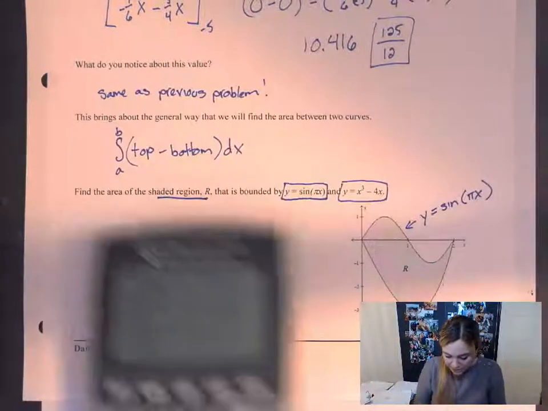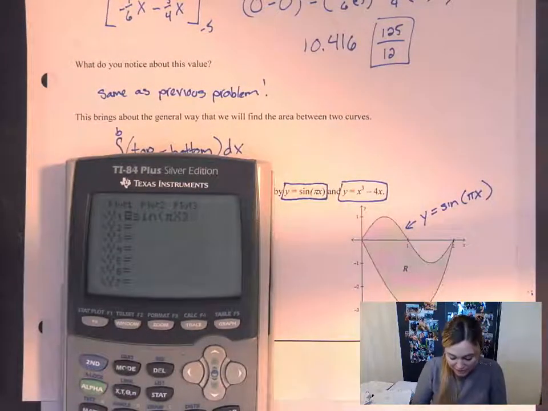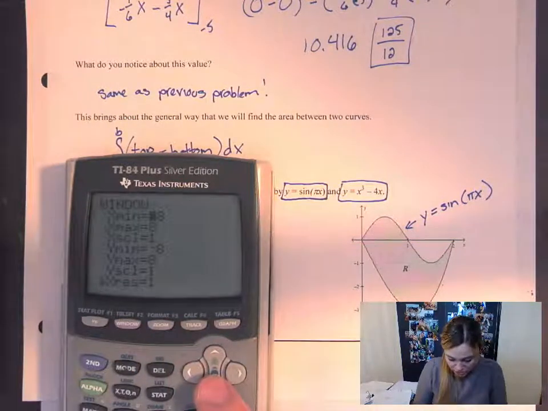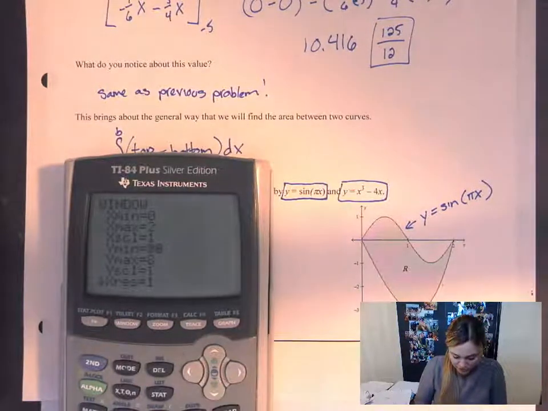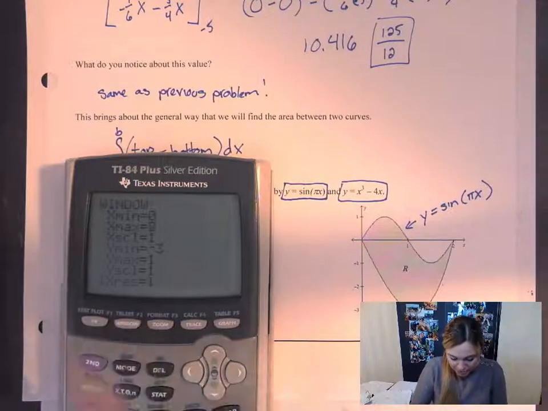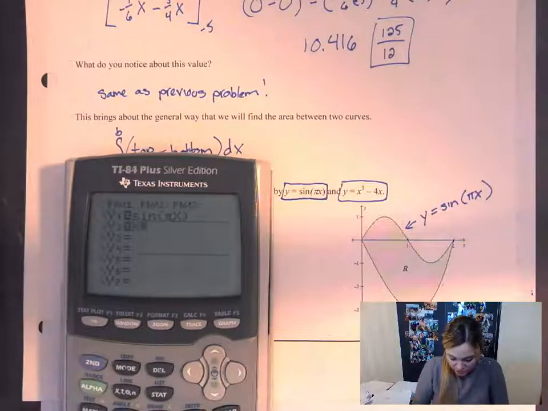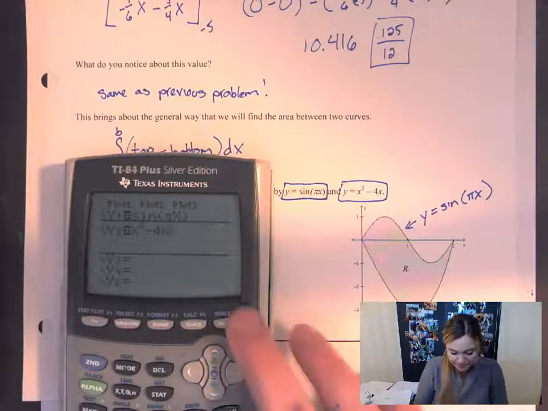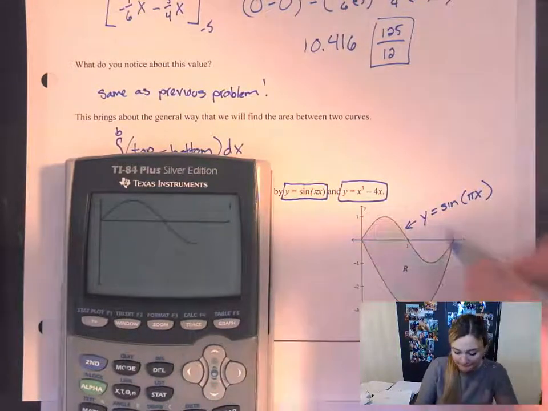And I say sine of pi x, make sure your calculator's in radians, and I'm going to change my window to be what they have, so 0 to 2 and -3 to 1 for my y values. And I'm going to go back to y equals, and my y2 I'm going to actually put in x cubed minus 4x, and I graph it.